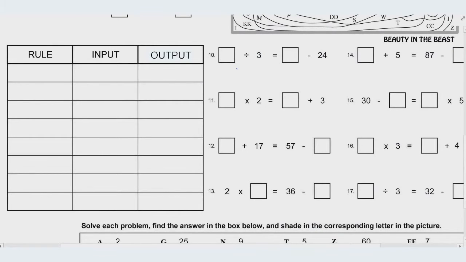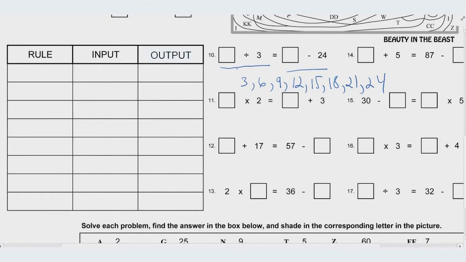Welcome back. We're looking at problems 10, 11, 12, and 13. Problem 10 is actually almost like problem 9. We're dividing by 3, and we're minusing 24. So we know it has to be a multiple of 3, like 3, 6, 9, 12, 15, 18, 21, 24.